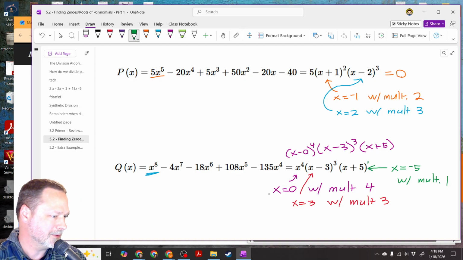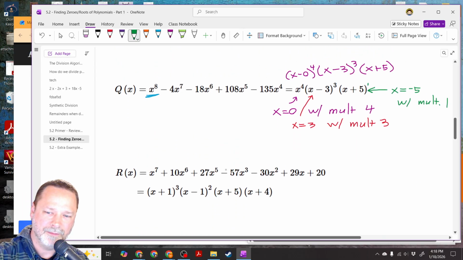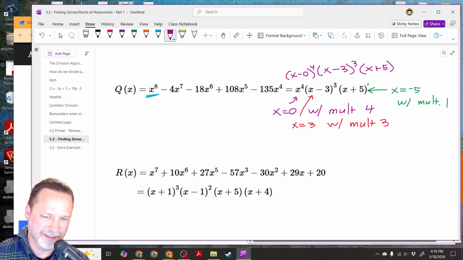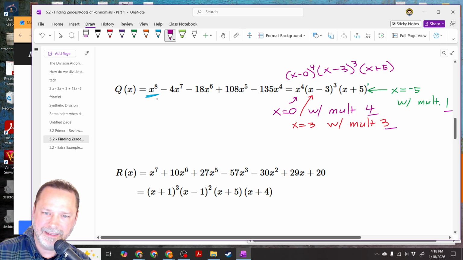Okay, so what's the whole point of this, right? Oh, and we got one more. Sorry, I forgot how many of these I put in here. We have another polynomial of degree 7. How many roots are we going to get? 7 of them, right? Here we had 8. 4 plus 3 plus 1 is 8. So we did have 8 roots again. Here we're going to have 7, right?